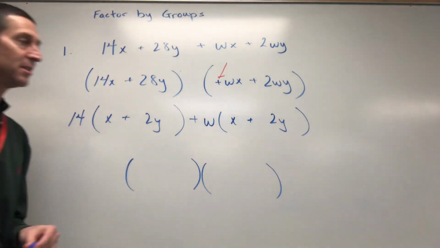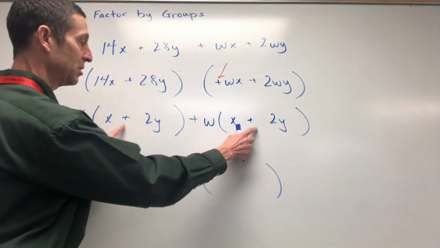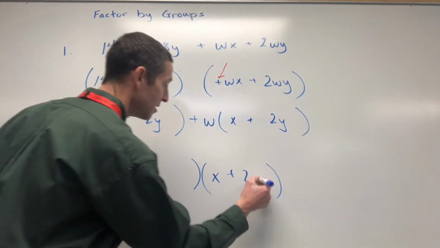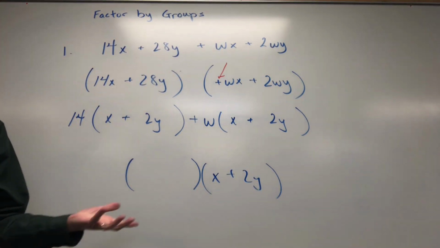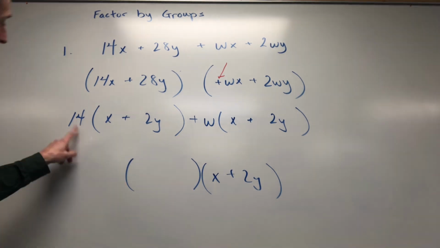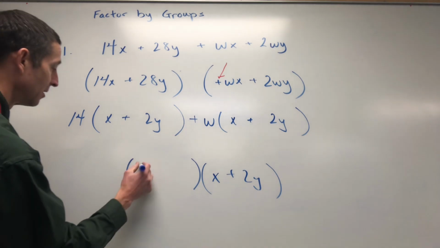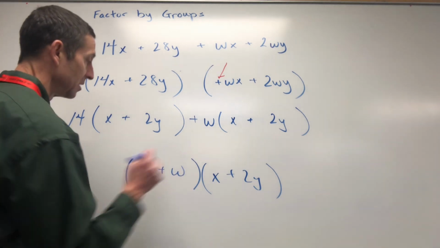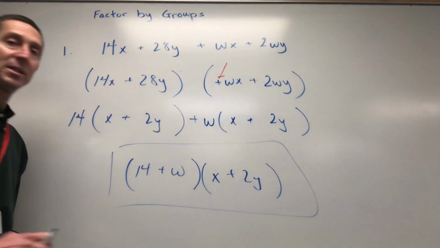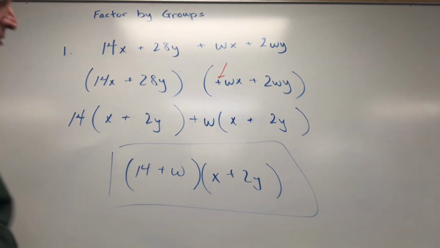We're going to drop in our 2 finishing groups and your common group, the X plus 2Y. That makes up one of your 2 groups for the finish, for your answer, X plus 2Y. What makes up the other is your number on the outside here and what you have on the outside there, the 14 plus the W. And those are your 2 finishing groups. And that's your final answer, factoring by groups. All right, not bad. First look at it.